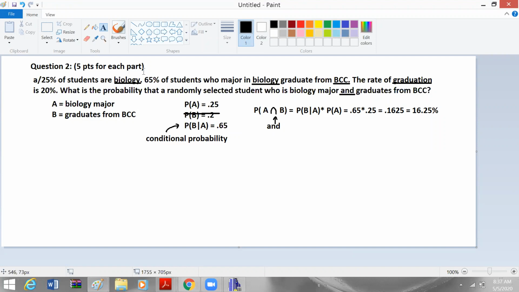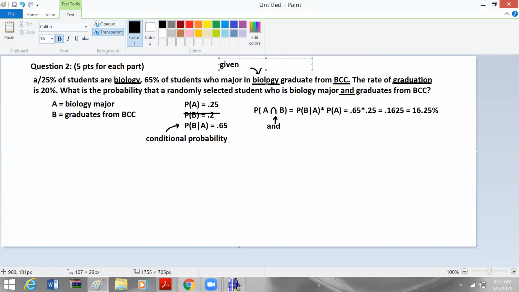So let's say of those people who graduate, so that will be the given. Okay, so the given information in this case will be the biology. So this will be the given. So you need to multiply by 25% because this is the given information. So this is the given.